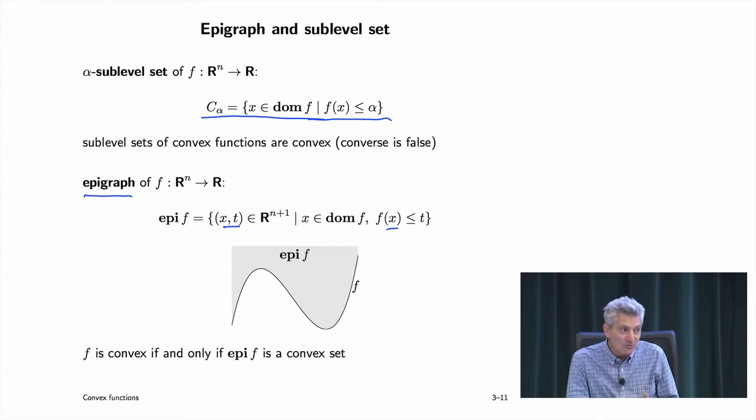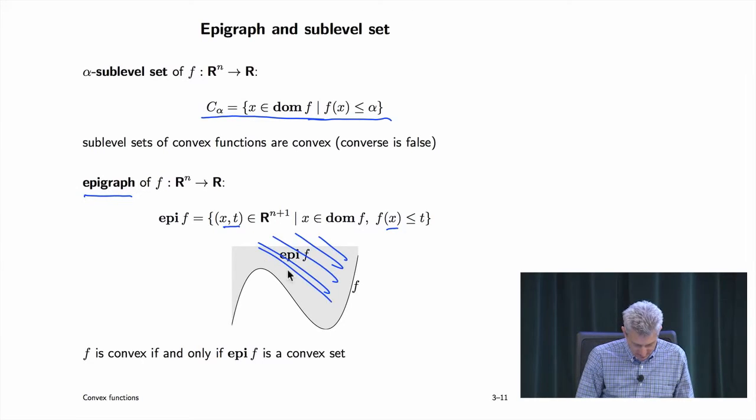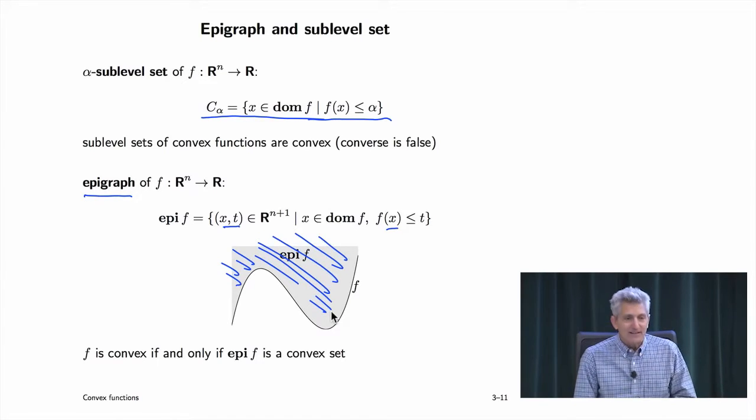So the normal graph is f(x) equals t, because you just get the surface of the function. The epigraph is everything above it, right? So it's this shaded thing here. It's the epigraph. Okay? And here's the connection, very simple. A function f is convex if and only if its epigraph is a convex set. And that's the connection. So the real connection between convex functions and convex sets is through the epigraph, right?